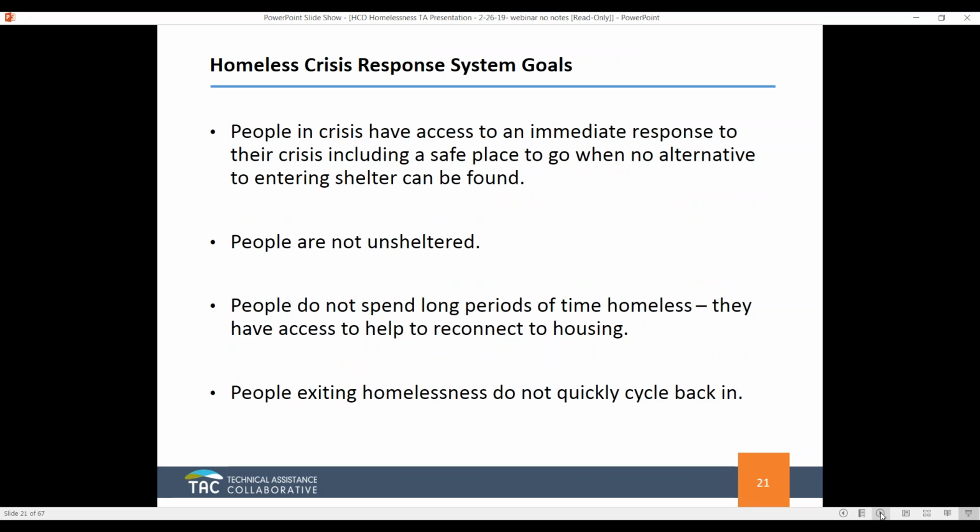Next slide, please. As folks all know, and we've seen this a lot more recently in the way we have approached ending homelessness from the federal government down to the actual communities and staff, the idea is that your homeless crisis response is a system, and there are overarching goals or best practices that are common within a crisis response system. Each one of these bullets falls under those system goals. So the idea is that folks who are in crisis have immediate access to a safe place to go, even when there isn't an emergency shelter or some kind of traditional resources in place. The other goal is that people are never unsheltered. There's also the idea that people don't spend a long time in homelessness and they have access to help reconnect to housing. And people exit homelessness quickly and don't recycle back in. So it's essentially the idea that homelessness is rare, brief, and non-reoccurring.